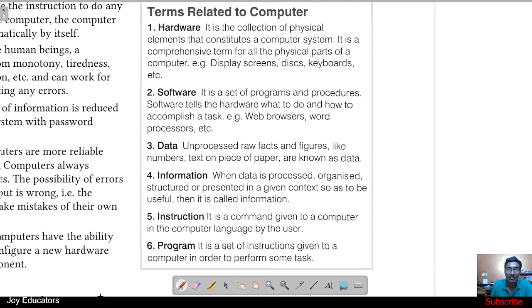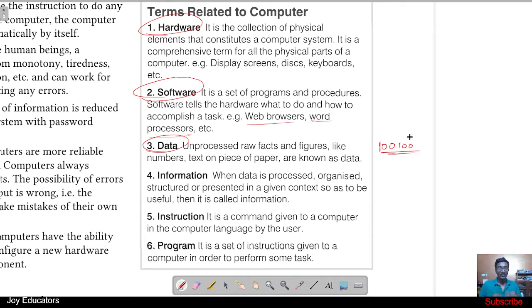So what is software? Yes, exactly, programs. It could be programs, web browsers, word processors. It could also be the OS, the operating system. Anything else? Coming to the third thing, data. Data is something like 100 100. This is called binary data. Also numbers, text on a piece of paper. This is called data.